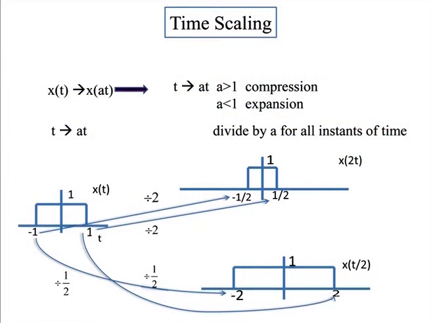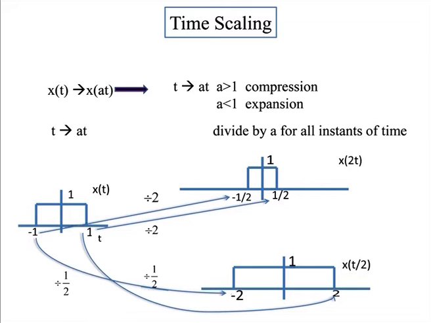In time scaling, if we see x(t), within the argument t is given, t is time. If we scale in time, within the bracket we have x(at). So, the argument t in the initial x(t) is now scaled to at. a is a constant. If a is greater than 1, then we say that we are compressing the signal, compressing in the time scale. When a is less than 1, it means expansion, we are expanding the signal in time span. So, t tends to at means divide by a for all instants of time.